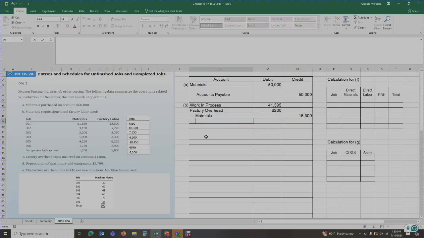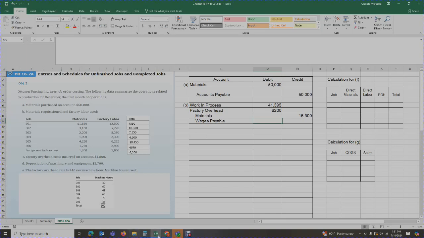Now we have people working, right? You have factory labor working. We haven't paid them yet, but we're going to pay them at the end of the month or whenever we have to pay our employees. So for now, I'm going to put the money into my wages payable. I owe my employees money for these jobs. How much money do I owe them?